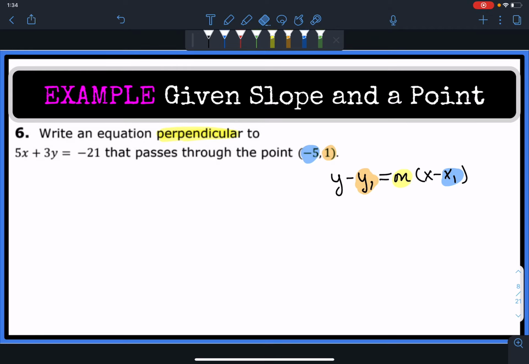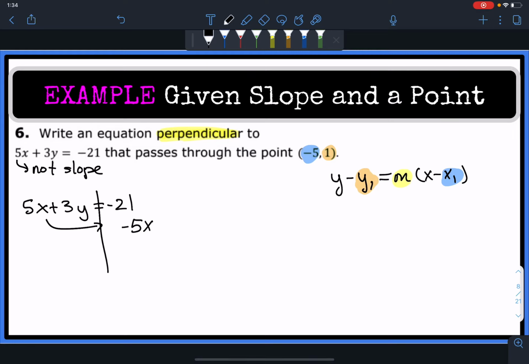Now since this is in standard form, the 5 is not the slope. So I have to rewrite this equation into the slope-intercept form to identify what the slope of the line is, which, as I can see, is going to be negative 5/3. So if I move the 5x to the other side, I bring down the 3y. On the right side, I bring down the negative 5x and the negative 21, so I write that as minus 21 now.